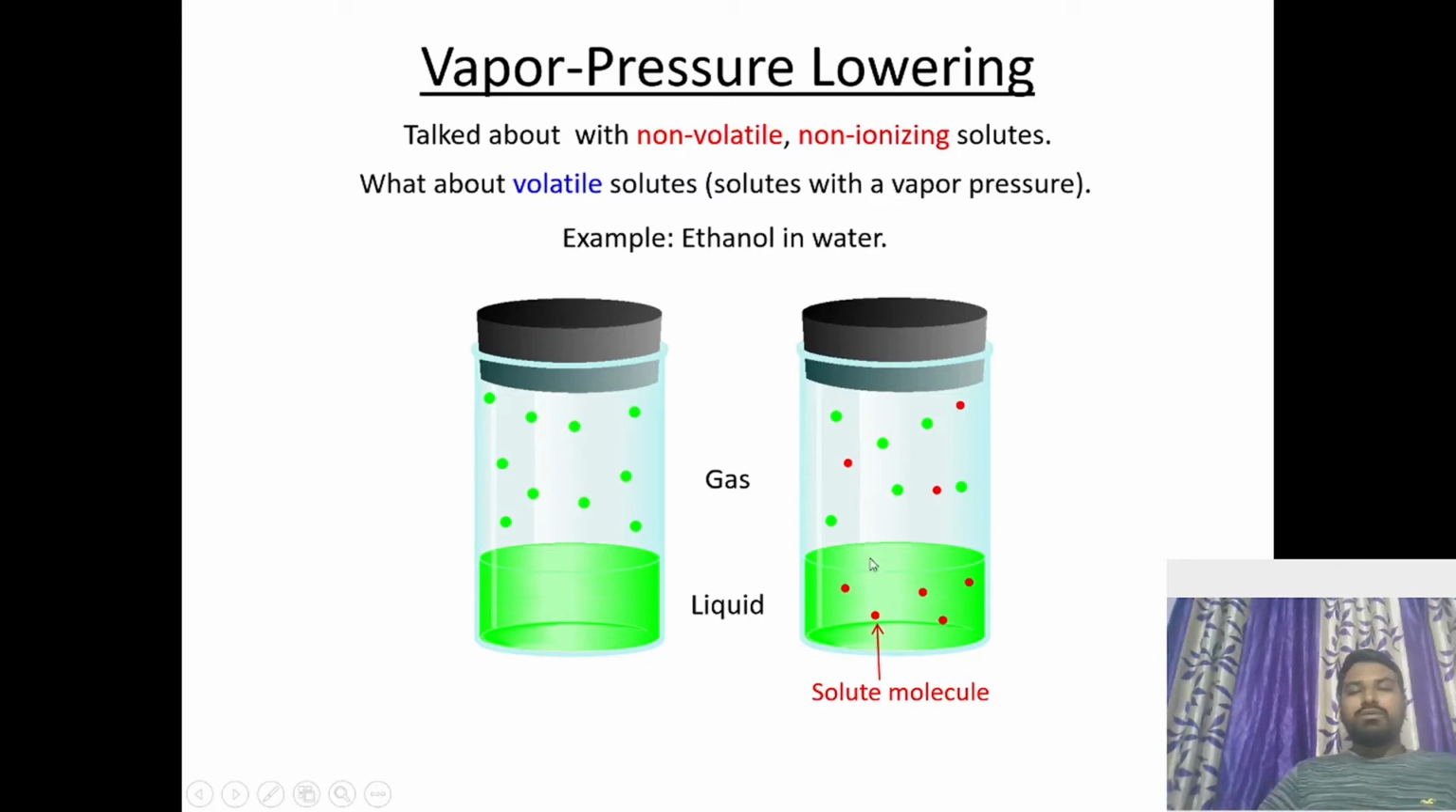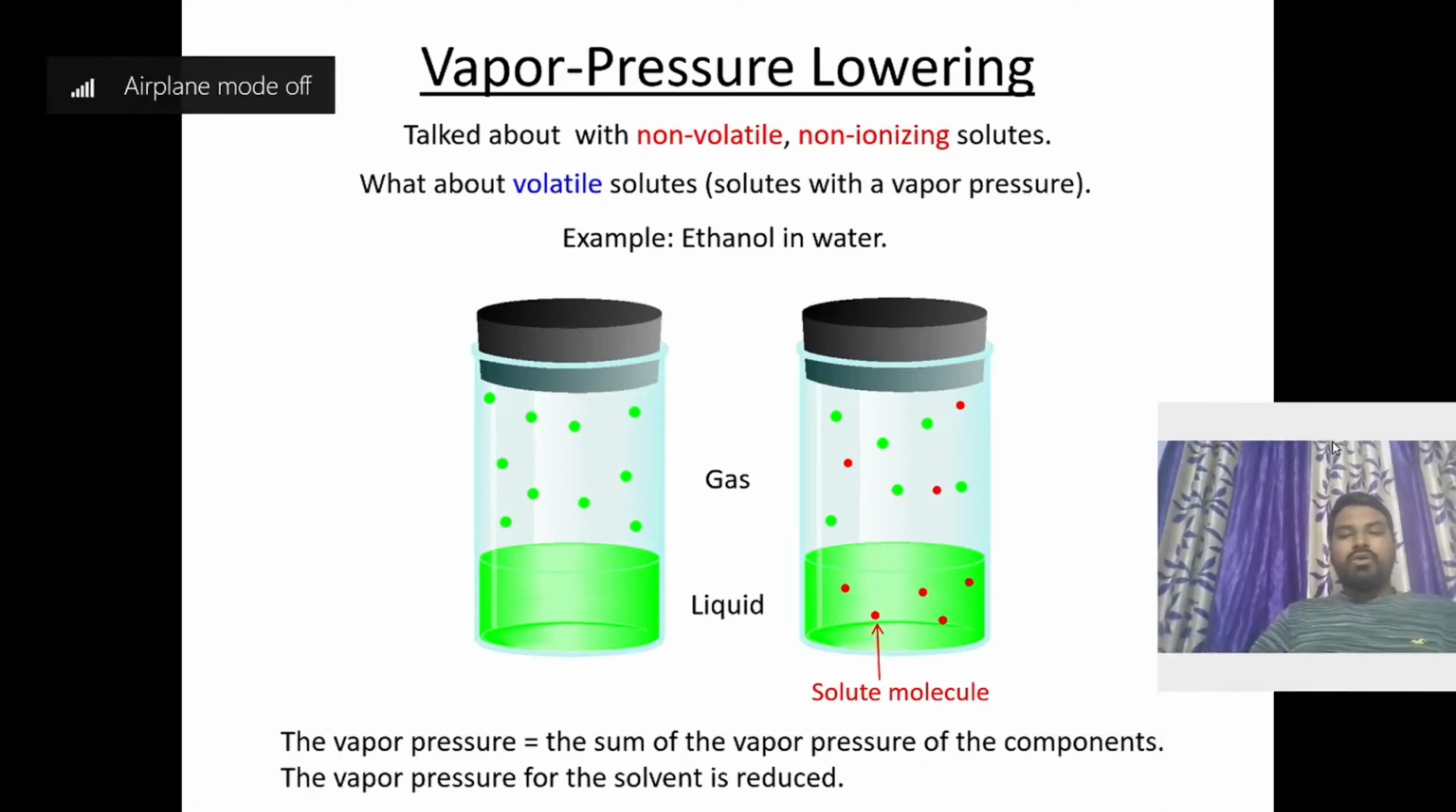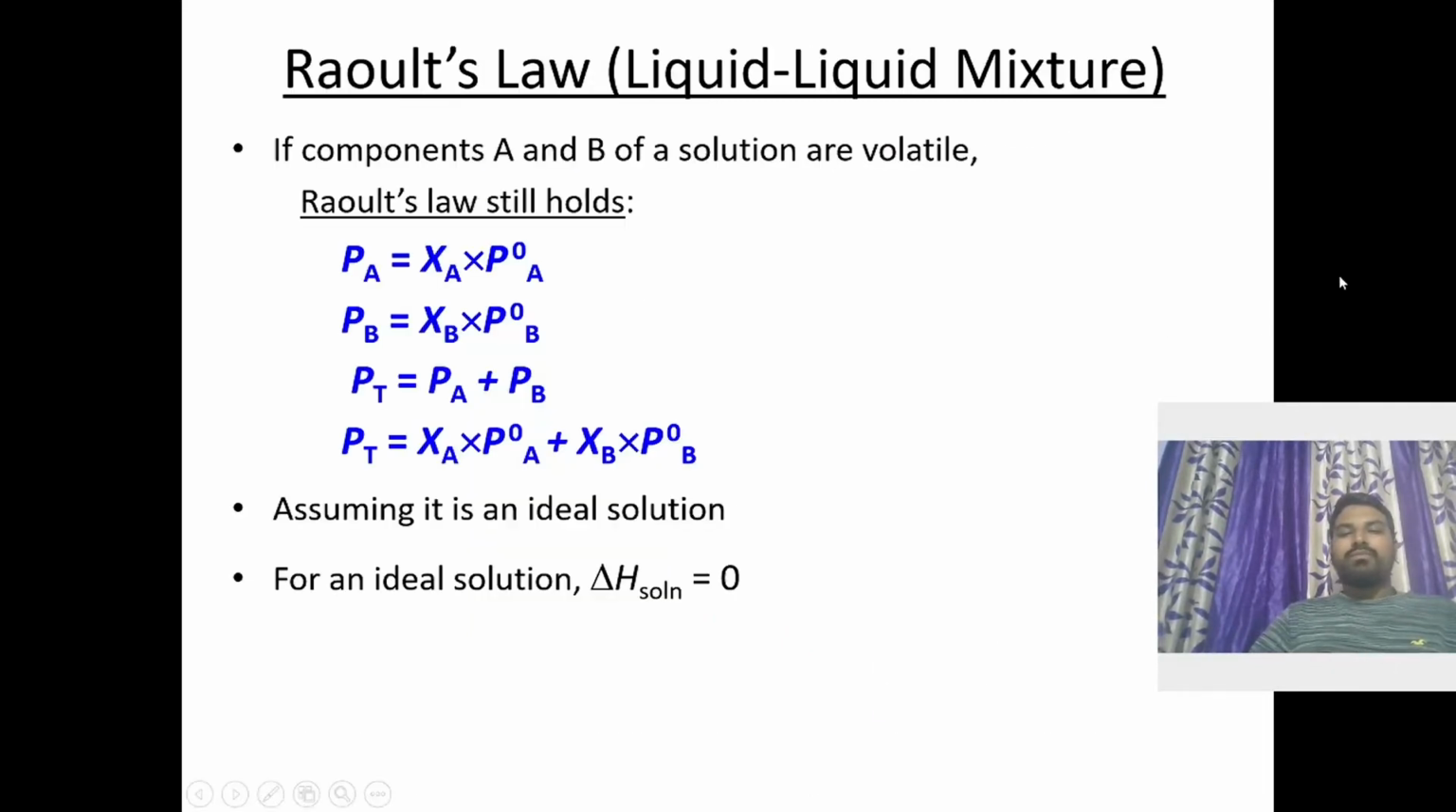If we add a volatile solute to water, what will happen? These are gaseous molecules and these are solute molecules. The vapor pressure is equal to the sum of the vapor pressures of the components. The vapor pressure of the solvent is reduced. Raoult's law of liquid-liquid mixtures.